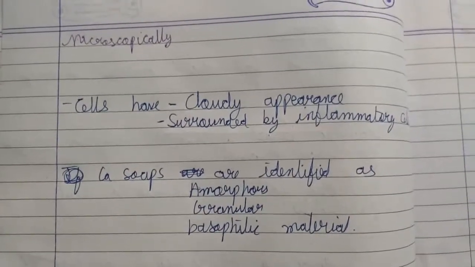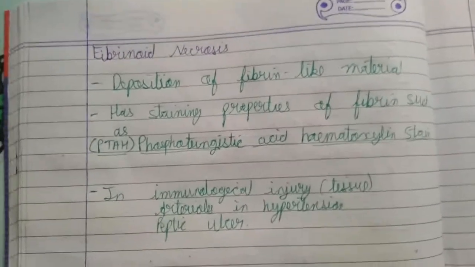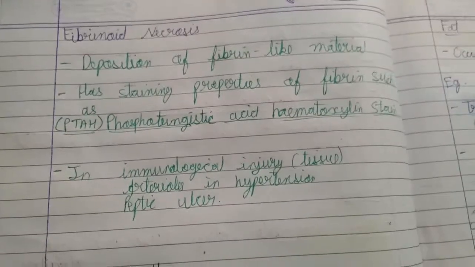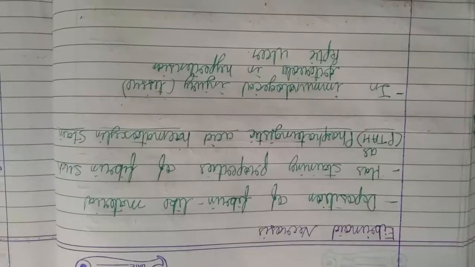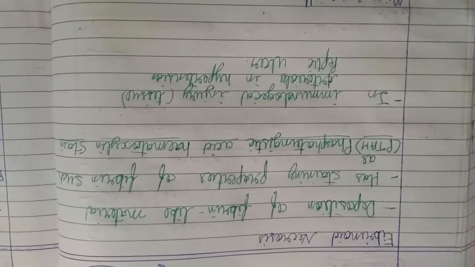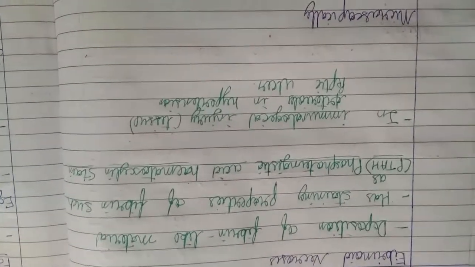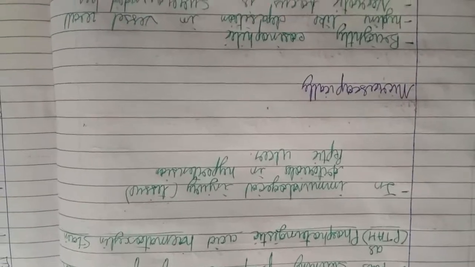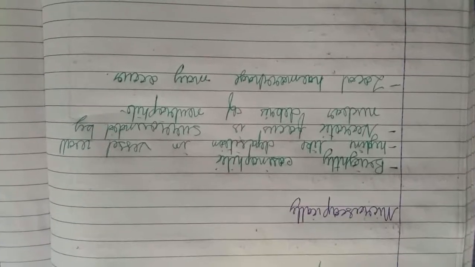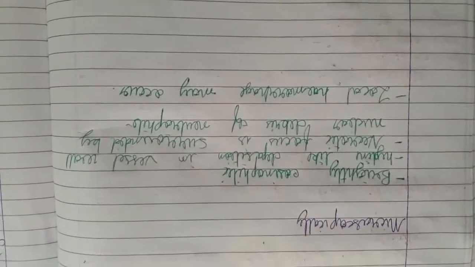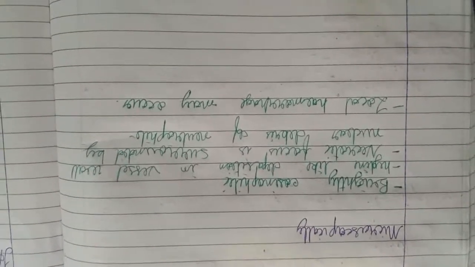Now let's move on to the last one, that is fibrinoid necrosis. Fibrinoid necrosis is the deposition of fibrin-like material, with properties of fibrin such as staining with PTAH, that is, phosphotungstic acid hematoxylin stain. It occurs in immunological injury, in arterioles in hypertension, and in peptic ulcer. Microscopically, it is a brightly eosinophilic, hyaline-like deposition in the vessel wall. The necrotic focus is surrounded by the nuclear debris of neutrophils. Local hemorrhage may occur due to rupture of the artery.